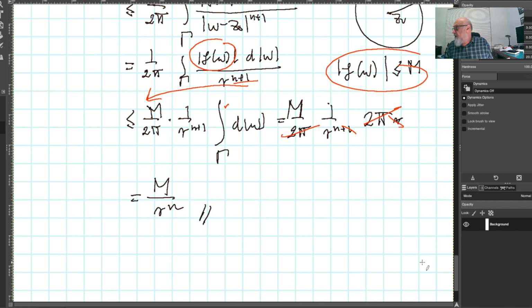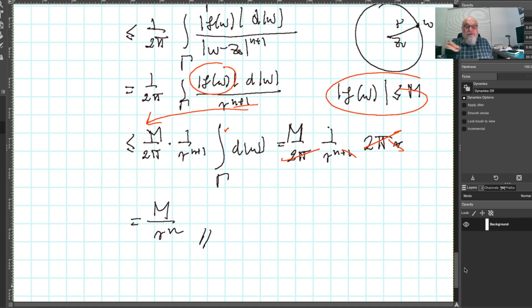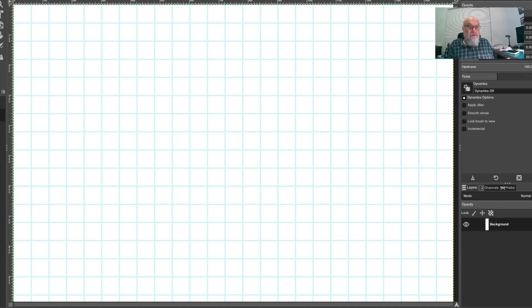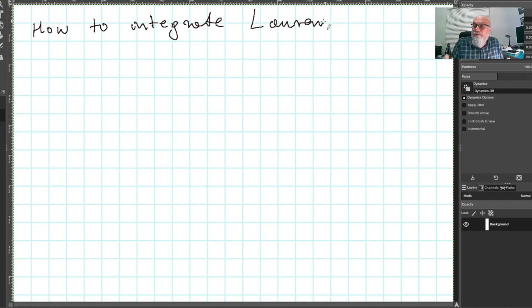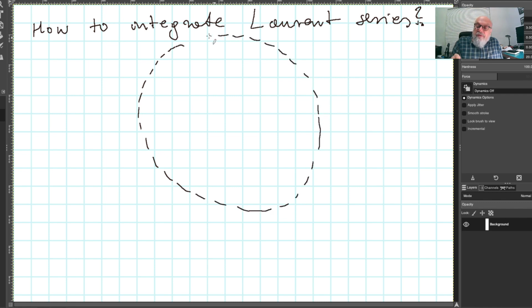This one is kind of cool, because now maybe I change the page and let's go to the next page. We can actually ask ourselves how to integrate Laurent series. So how to integrate Laurent series? Let's say this is my annulus. Call this annulus A. So this is my A, and this is another circle, and this is the center, z0.